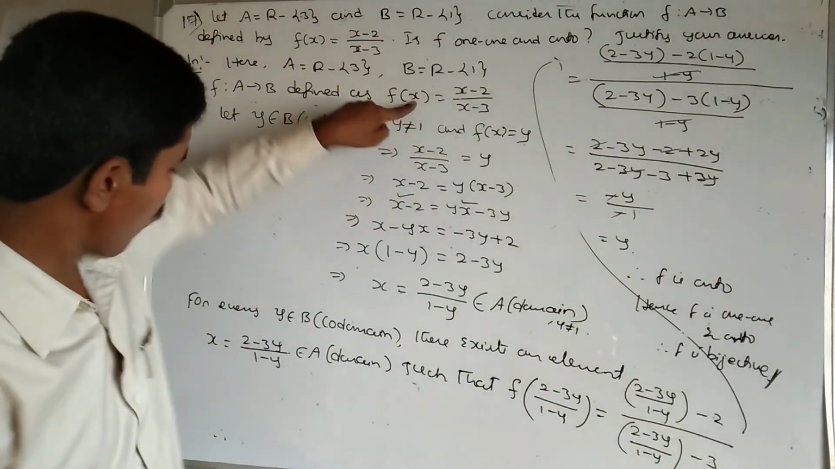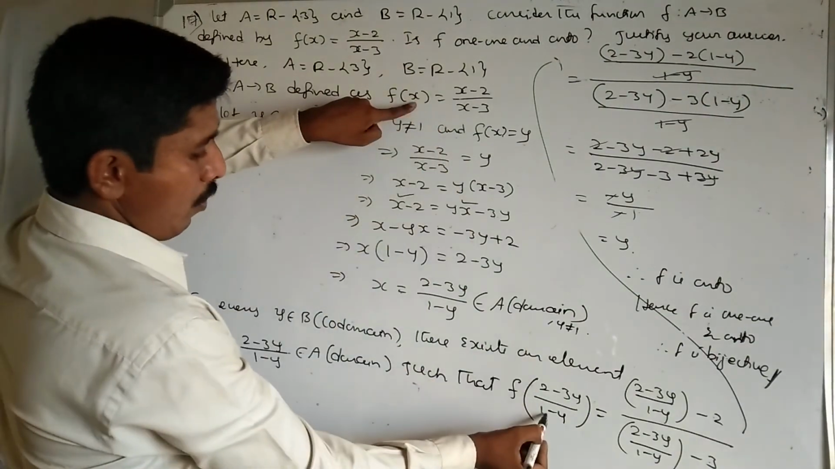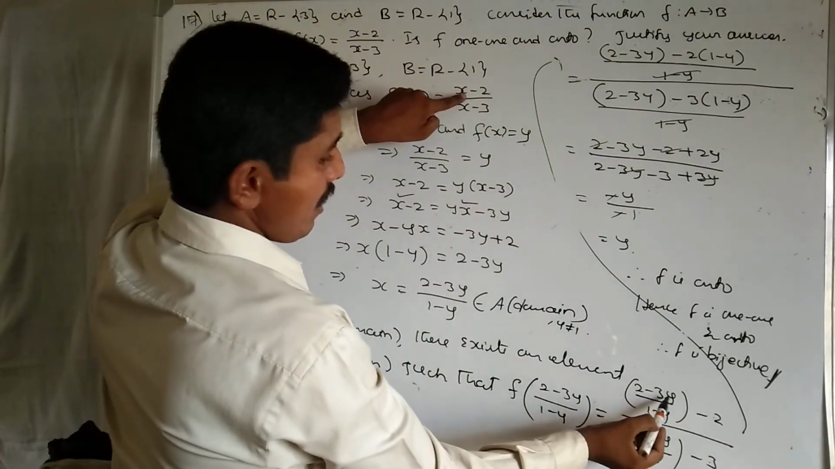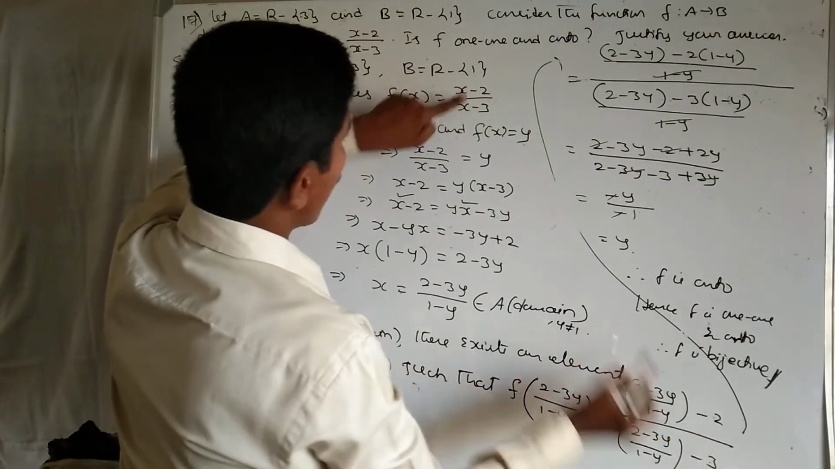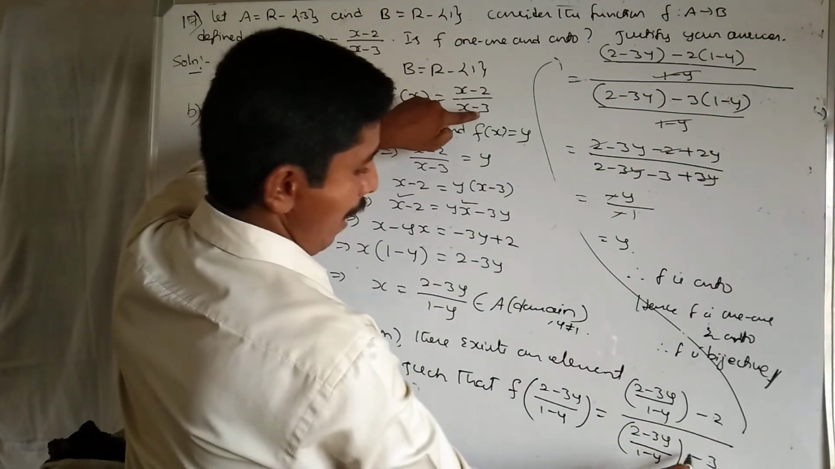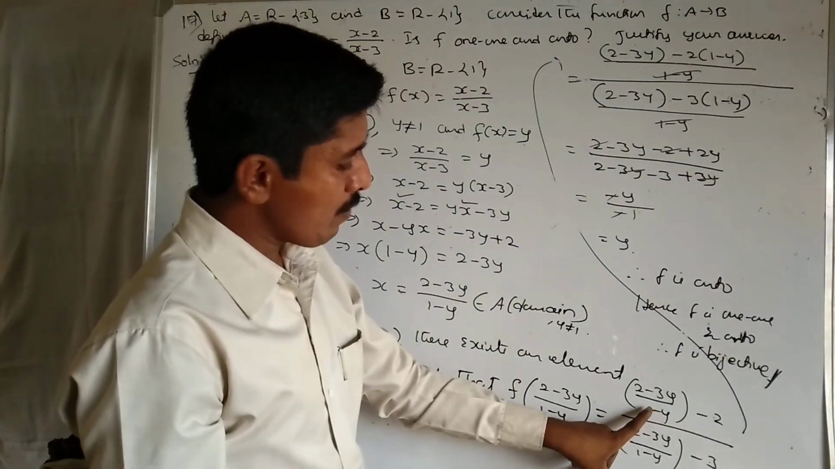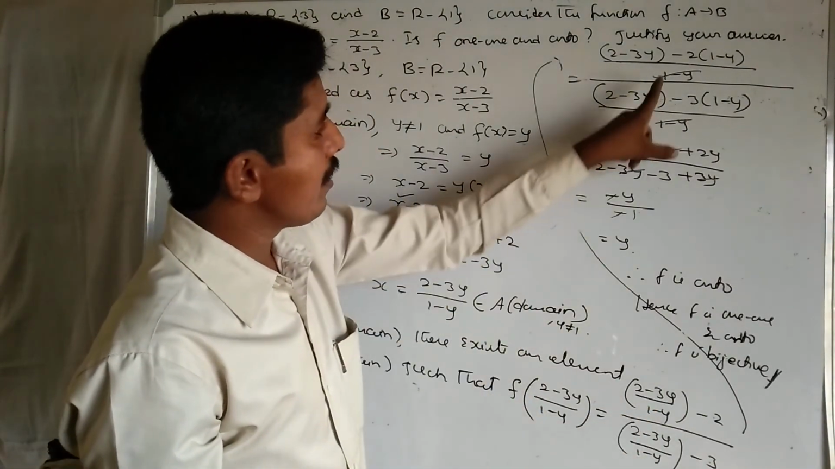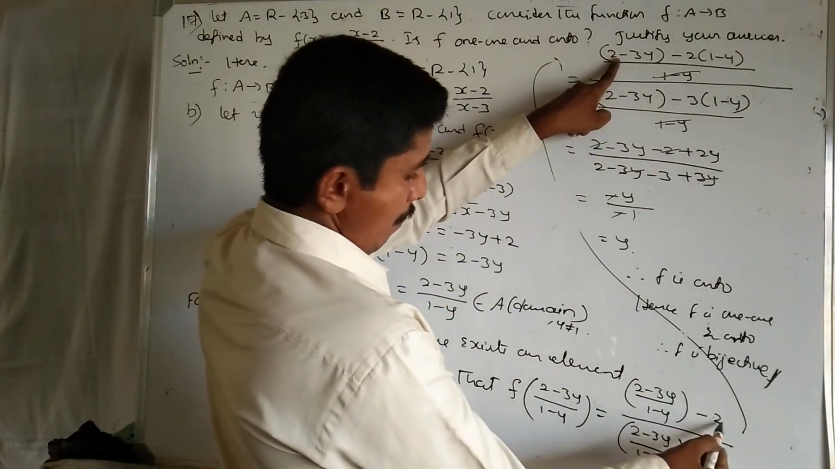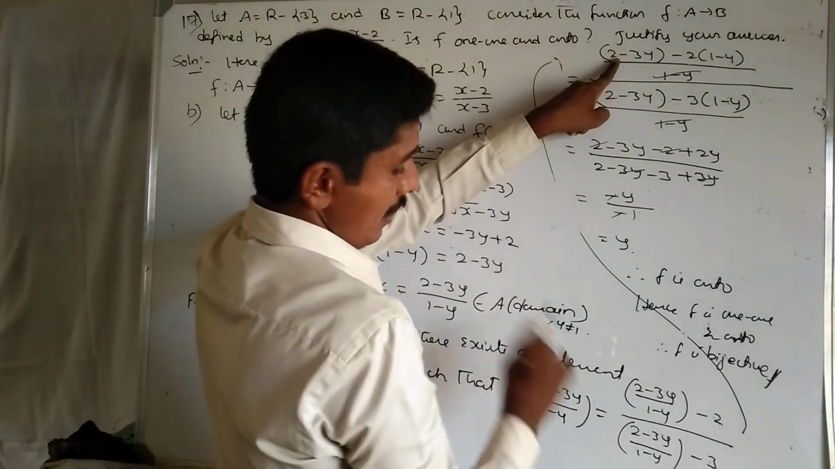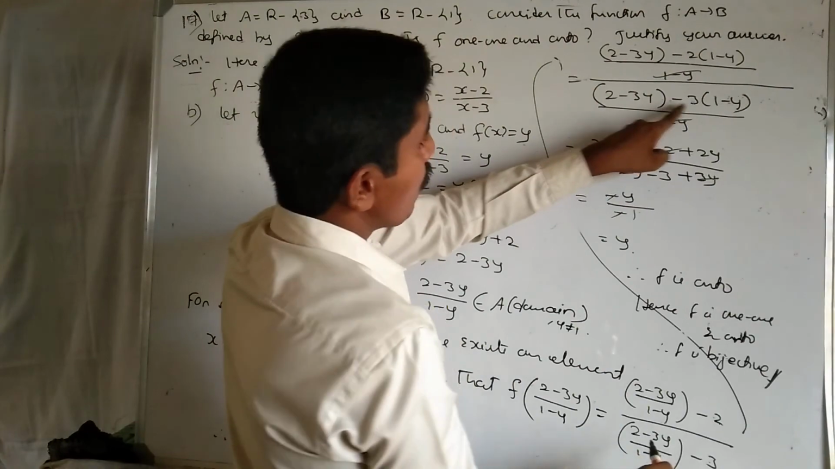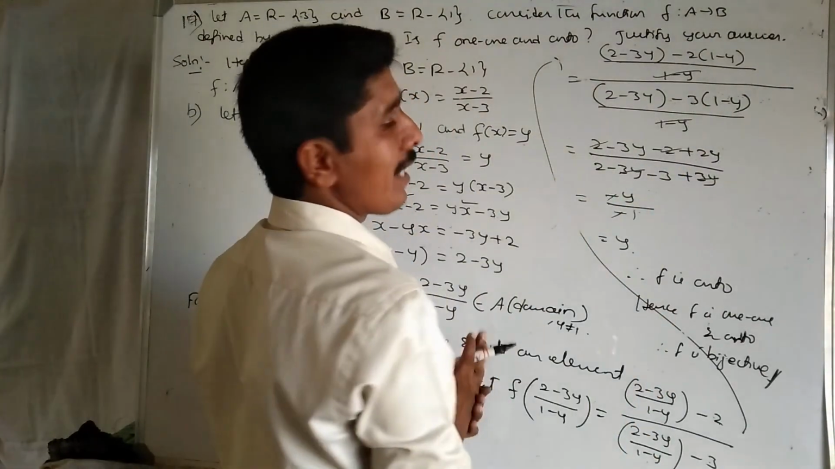substituting the x value on both sides, the x value (2 minus 3y) divided by (1 minus y) is equal to, on the right side, the x value (2 minus 3y divided by 1 minus y) minus 2, divided by the x value (2 minus 3y divided by 1 minus y) minus 3. Now taking LCM in both numerator and denominator, 1 minus y. Numerator: 2 minus 3y minus 2 into (1 minus y). With 1 minus y as LCM, denominator: 2 minus 3y minus 3 into (1 minus y). Well, the denominators get cancelled.